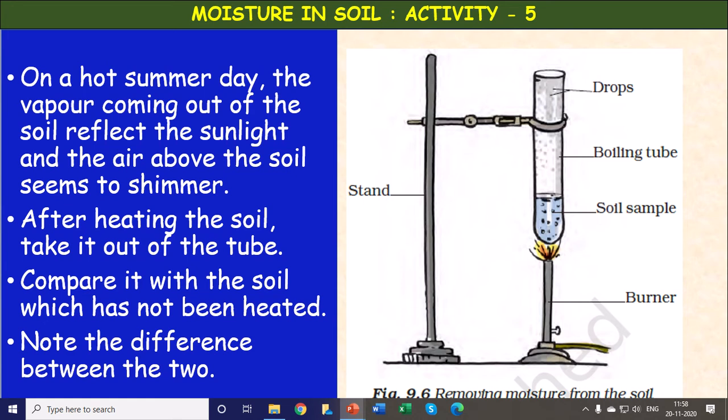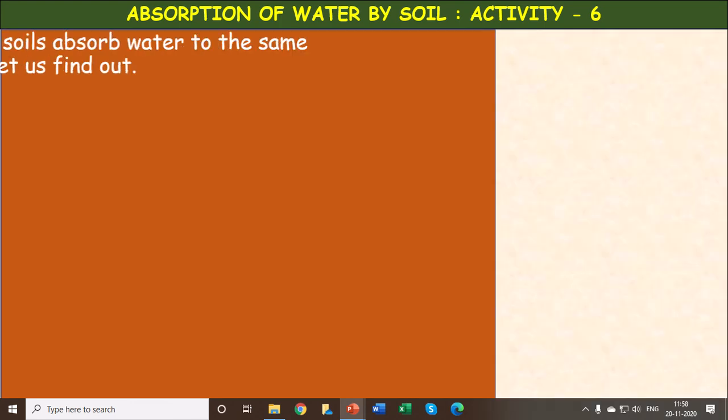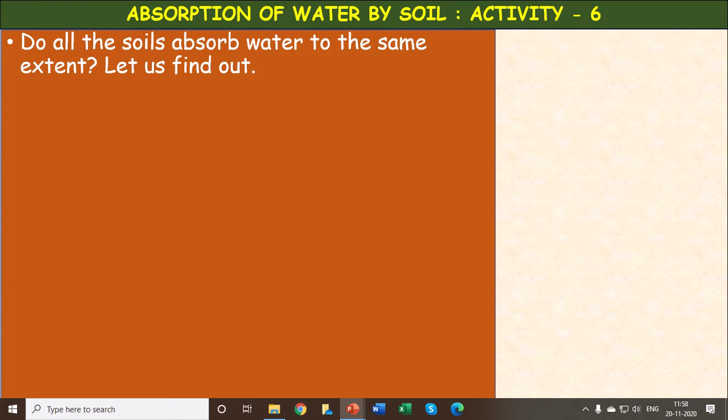Okay, children. So next property, absorption of water by soil. To understand this concept, once again let us do another activity. Do all the soils absorb water to the same extent? In the percolation also we have seen that no, all the soils do not absorb the water to the same extent. There is some difference. In order to understand this, let us do another activity.